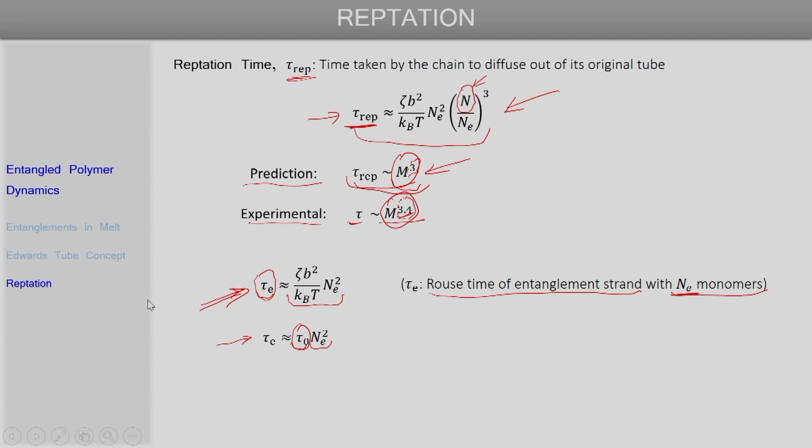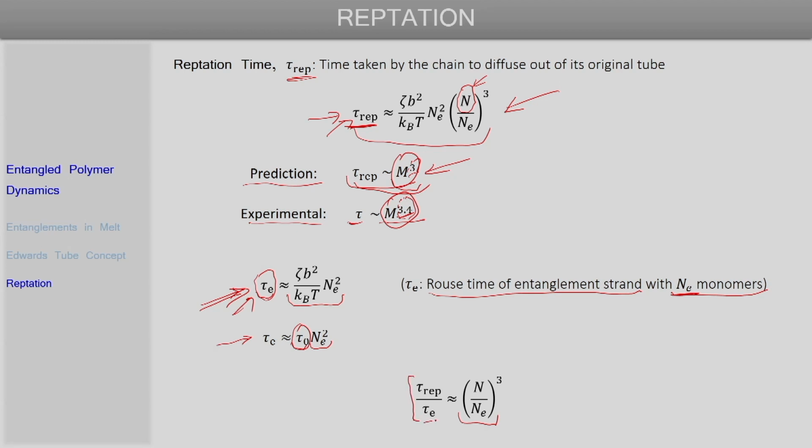Now, we can consider the ratio of the reptation time and this Rouse time for an entanglement strand. If we take the ratio and simplify, we see that it is of the order of N over Ne cubed. This N over Ne represents the number of entanglements present along a given chain. The chain contains N Kuhn monomers, and a given entanglement strand contains Ne Kuhn monomers, so N over Ne is the overall number of entanglements along a given chain. So, the reptation time over tau e scales as the cube of the number of entanglements present along the polymer chain.